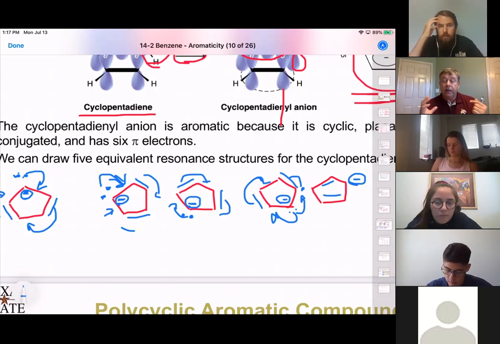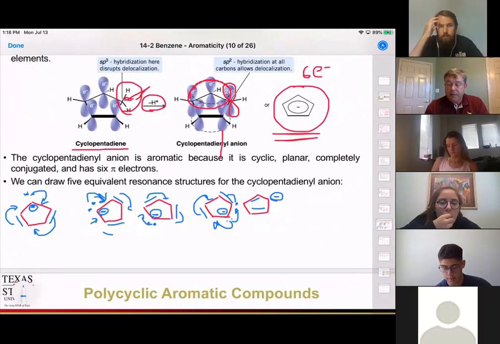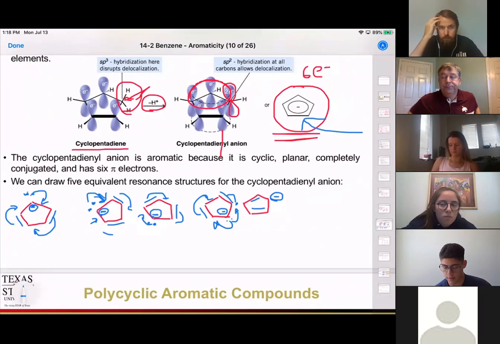So if we look at our resonance hybrid, remember our resonance hybrid is the equivalent of all of these together, we get the structure we see here. We get delocalized electrons with a negative charge shared amongst all 5 carbons.